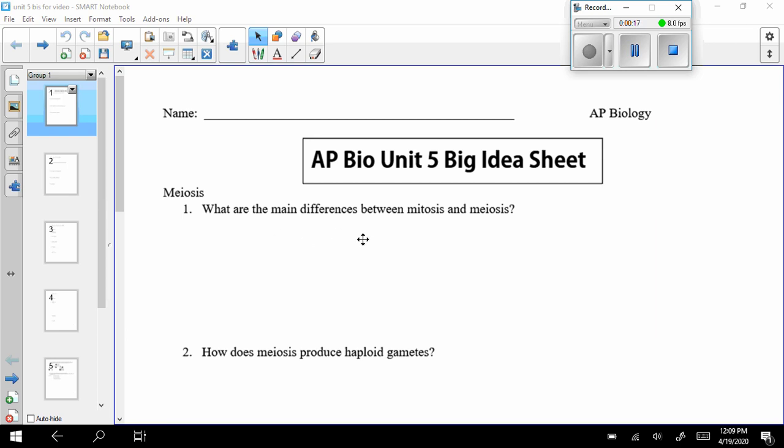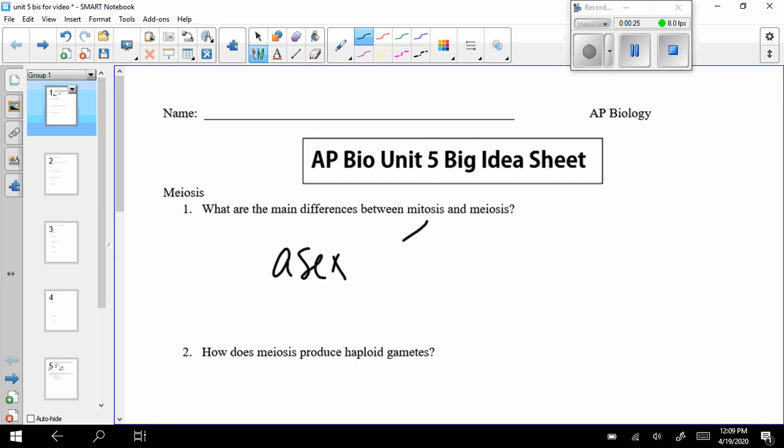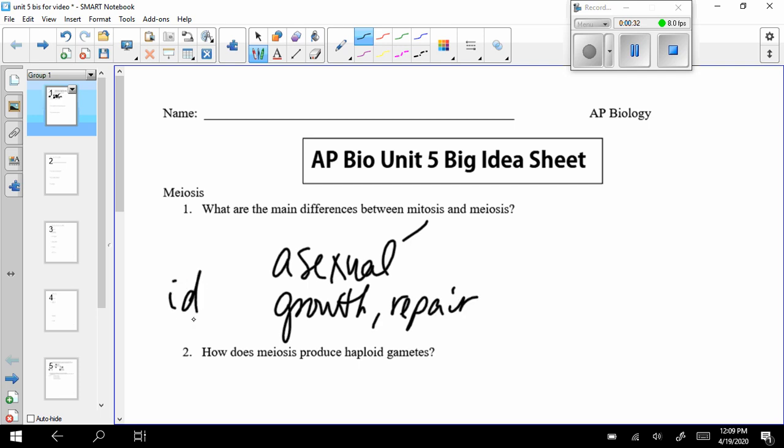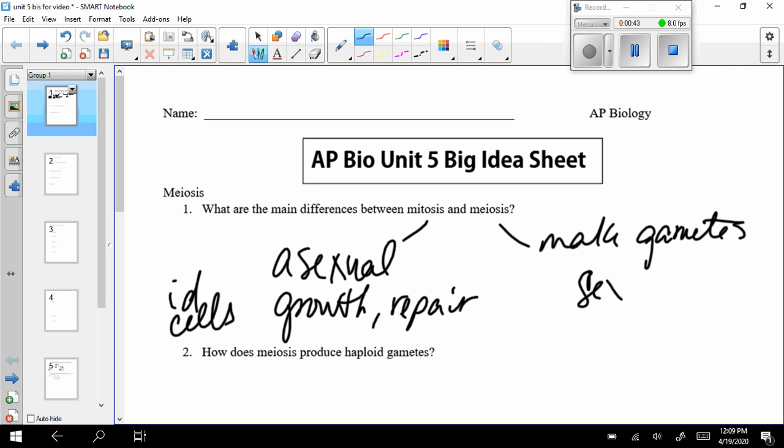All right, what are the main differences between mitosis and meiosis? So mitosis is just for asexual reproduction or for growth or repair. It gives you identical cells. Whereas meiosis is how you make gametes. And gametes are for sexual reproduction. So we're talking about two parents coming together to make the zygote. And the only way you can make gametes is to go through the process of meiosis.